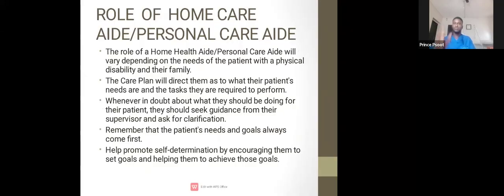Now we want to consider the roles listed out in points of a home care aide or a personal care aide. The role of a home health aide or personal care aide will vary depending on the needs of the patient with a physical disability and their family. Two things we consider to decipher what our role will be. What type of family does this person come from? And what kind of physical disability does this person have?